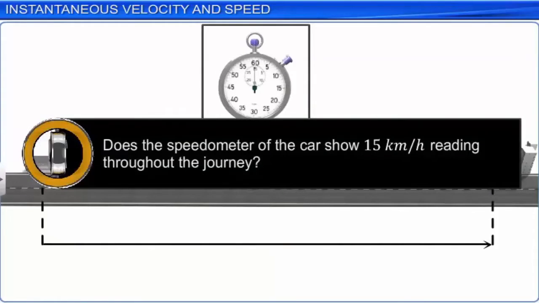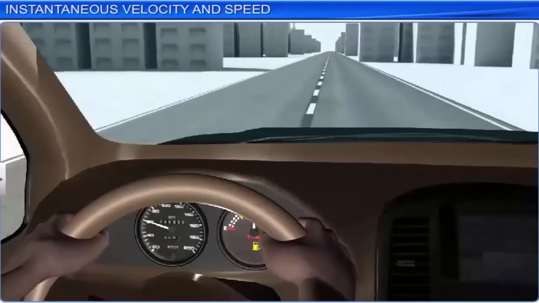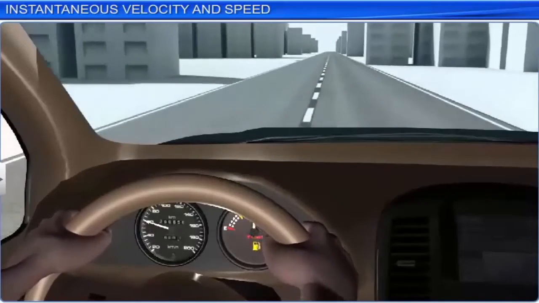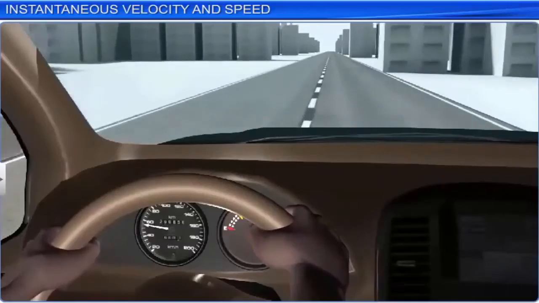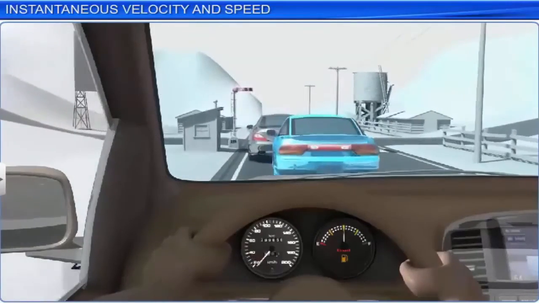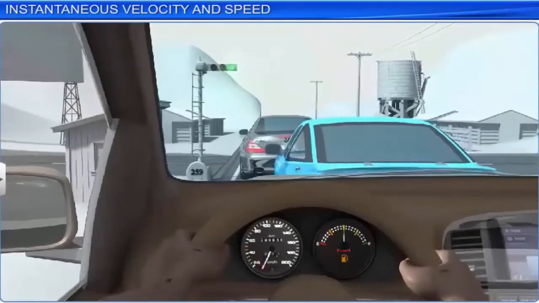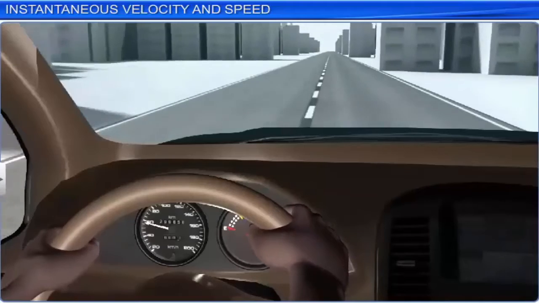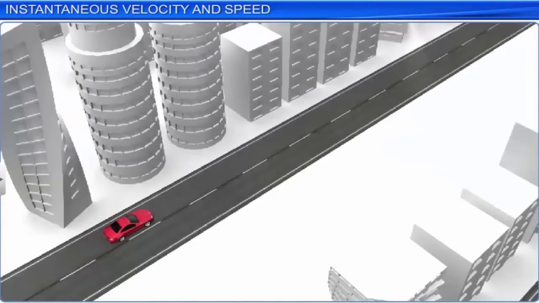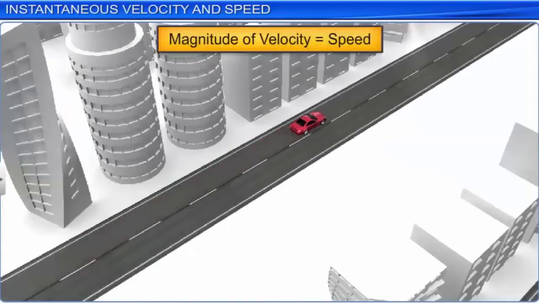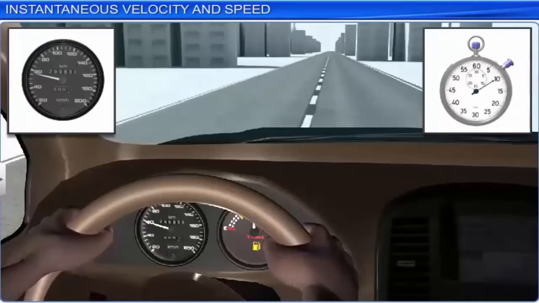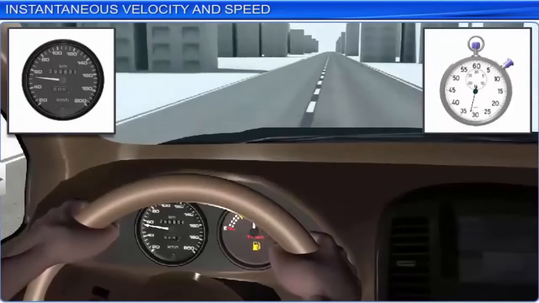Does the speedometer of the car show a reading of 15 kilometers per hour throughout the journey? No. The speedometer reading was fluctuating continuously between 0 kilometers per hour at signals, 5 kilometers per hour at traffic jams, and 60 kilometers per hour on the freeway. When a body moves in a straight line, the magnitude of its velocity is equal to its speed. The speedometer reading gives the instantaneous velocity at that particular moment.